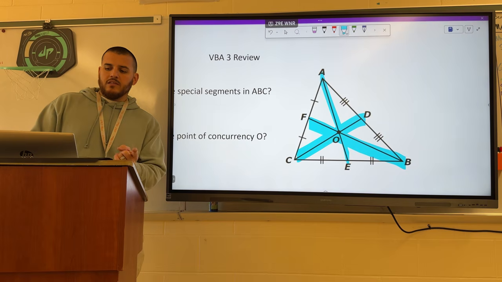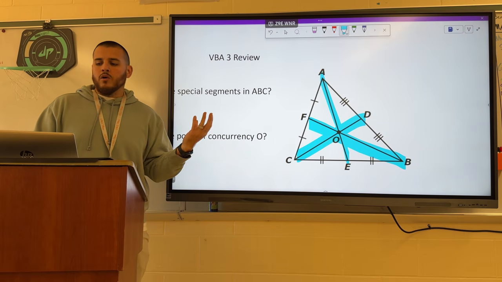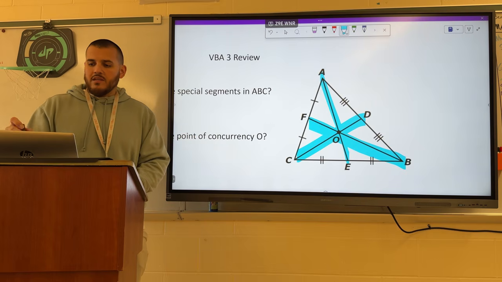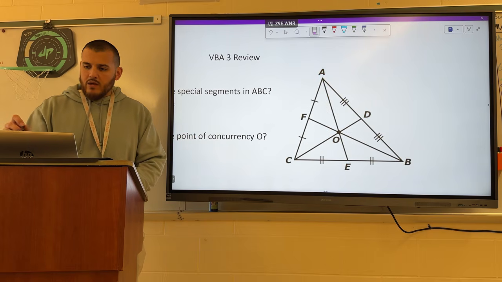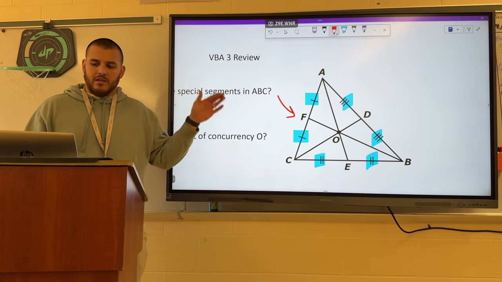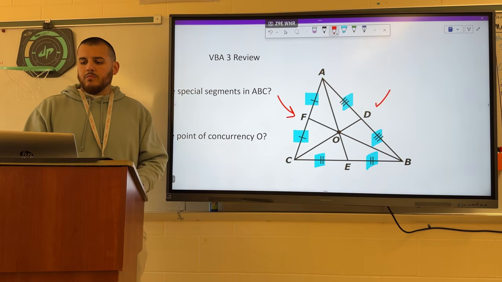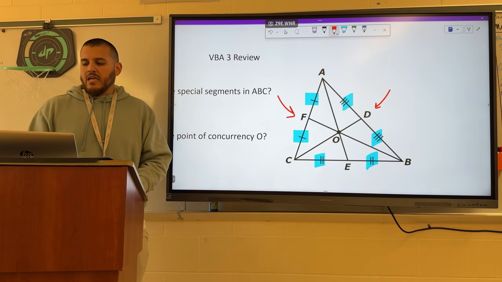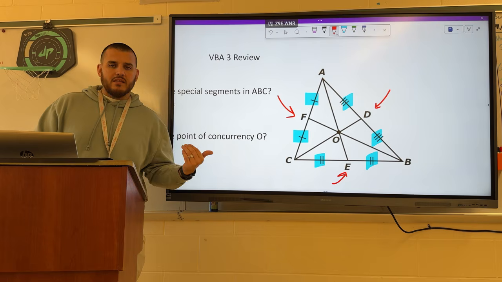They all intersect in the middle there at point O. In part 1, we're just asked what these segments are. The thing that gives away what they are is the dashes on the sides. These dashes tell me that F is the midpoint of that left side AC, D is the midpoint of that right side AB, E is the midpoint of that bottom side BC.